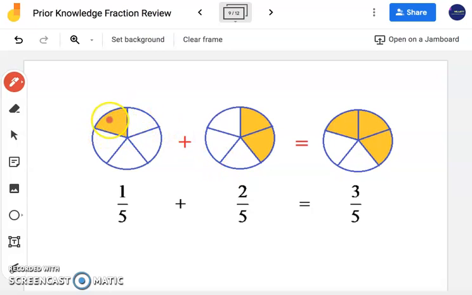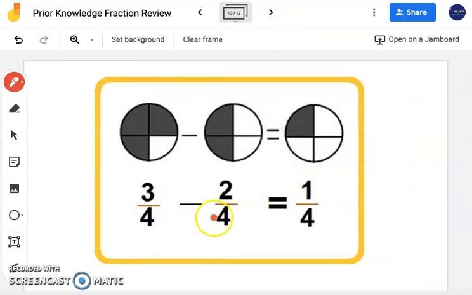I'm taking this one piece here that's shaded in, and these 2 pieces here are 2/5. Notice we have 1/5 and 1/5 and 1/5, and we combine them together, creating 3/5. Whenever I'm adding or subtracting fractions, your denominators need to be the same first. Here they were already 5. And the same goes for when you're subtracting. In this picture, we have fourths. We have 3/4 minus 2/4, which happens to be 1/4.